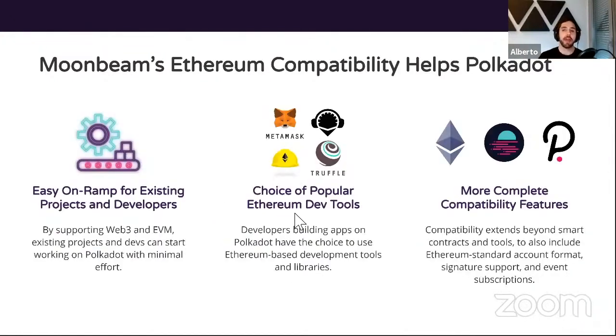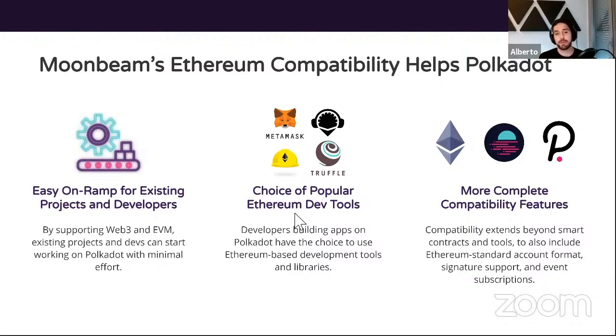So Moonbeam's Ethereum compatibility helps Polkadot in many ways, but we're going to only talk briefly about three of them. So first, of course, it provides an easy on-ramp for existing projects and developers because we fully support Web3, the Web3 API, and we have an EVM. So existing projects can get started working on Polkadot with minimal effort, like Patrick mentioned, right? It's super easy and super straightforward to get started on Moonbeam. It's just a matter of minutes, in fact.